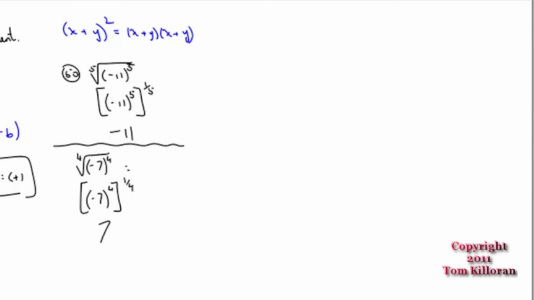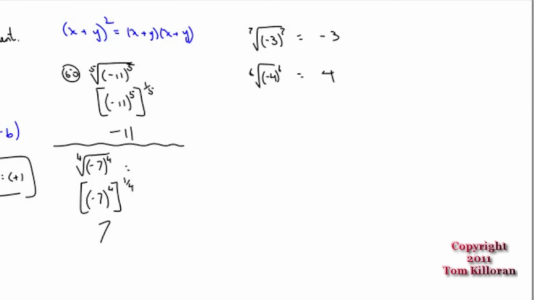Let's do one more, just to really mess you up. The 7th root of negative 3 to the 7th power equals? Negative 3. The 6th root of negative 4 to the 6th power? 4. Positive 4.